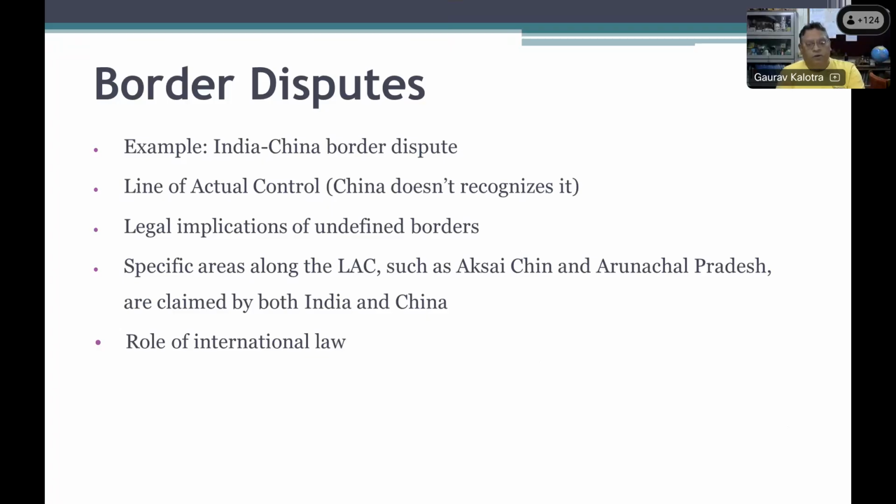If you see a few years back, there was a skirmish between Indian and Chinese forces over Aksai Chin. Then the role of international law. Although the United Nations is there, the purpose of which was to prevent any such skirmishes or boundary disputes between different countries, the United Nations also goes for bilateral talks and all those things. So it doesn't have any foundation on any country.